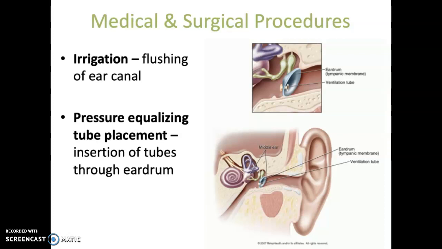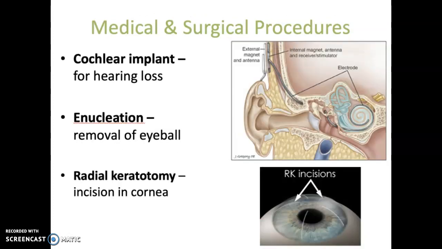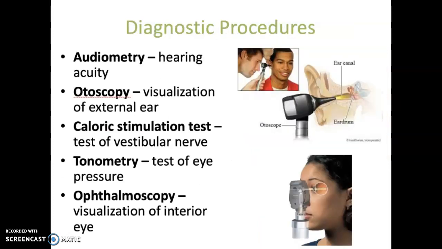A cochlear implant is a hearing device that produces hearing sensations by electrically stimulating nerves in the inner ear. Enucleation is removal of an eyeball, and a radial keratotomy is incision of the cornea for correction of vision. A few others here. Audiometry is a measurement of hearing acuity. Otoscopy is a visual examination of the external auditory canal and tympanic membrane using an otoscope, which is shown here.